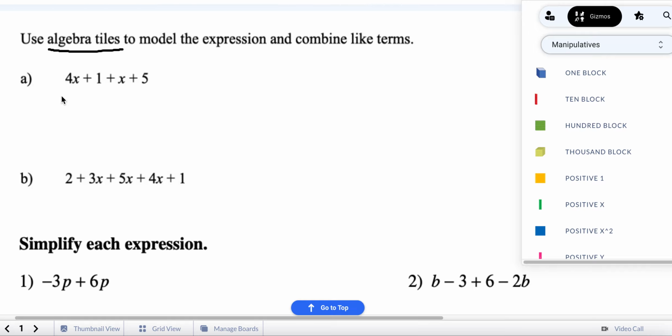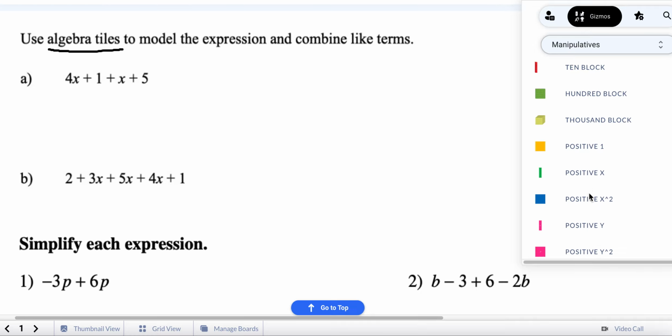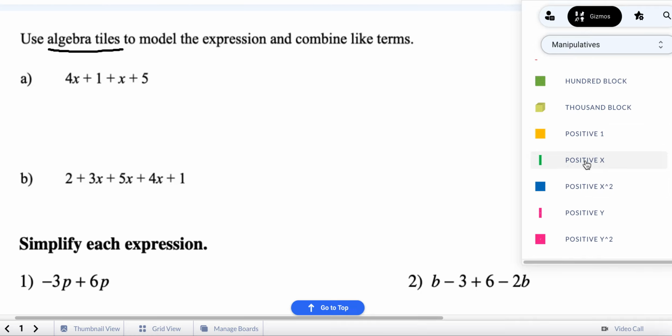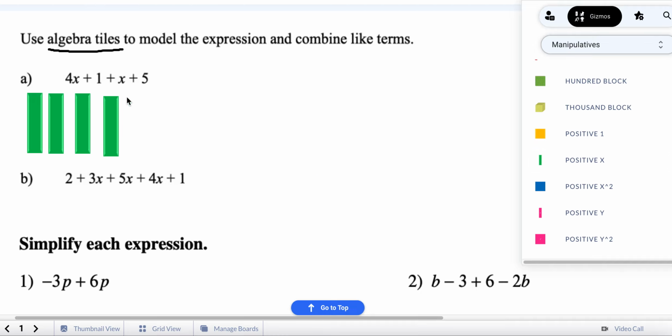So 4x means 4 x's. So here are my algebra tiles. 4x is positive, so I'm going to find my positive x right here. So this is 1, but I don't need 1. I need 4 of those. So that's what the 4x means. It means x plus x plus x plus x. So it's 4x. Okay, so now I have 4x.